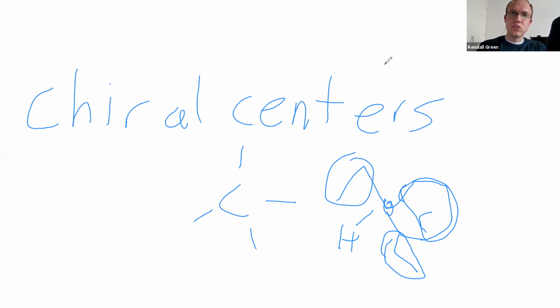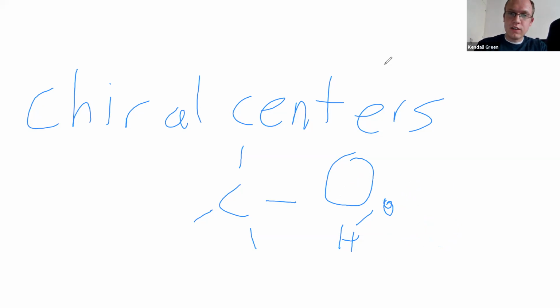Now, if it was just a circle, that doesn't really count, because in circles it goes all the way around. So if it goes all the way around, that doesn't count. But if you have something branching off that circle, it does count. So just keep in mind that circles can be tricky. But chiral centers are basically just a carbon atom connected to four different groups.